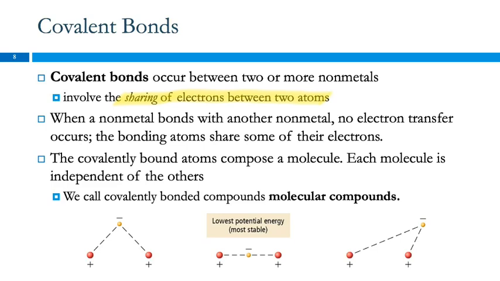Covalently bound atoms compose a molecule, and each of those molecules is independent of the other molecules. So we call these molecular compounds. And here we see that when that shared electron is off to the side, either up here or over here, that is not the maximum attraction. The maximum attraction is when the shared electron is between the two nuclei. This is a lower potential energy state. It's more stable. And so this brings the two atoms together. We will learn a lot more about bonding in a later chapter.